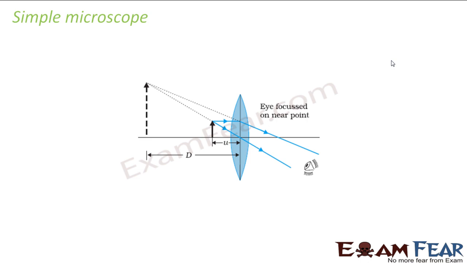A simple microscope is nothing but a convex lens. That's it. If an object is placed very near to a convex lens, the image which is formed is a very enlarged as well as erect image. So that is the purpose of a microscope, right?